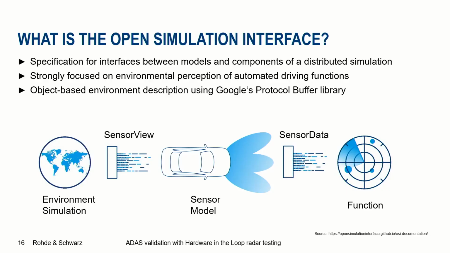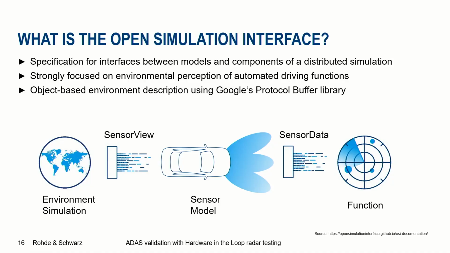So, the open simulation interface basically is only the specification of interfaces between different models and components involved in a distributed simulation. In this case, it's specialized on automotive applications and the perception of automotive driving applications. Therefore, the open simulation interface offers different descriptions in a high-level language. It's called the Google Protocol Buffers, which gives you a platform-independent description for different parameters and messages. Here in the slide, I have shown you an example of that.